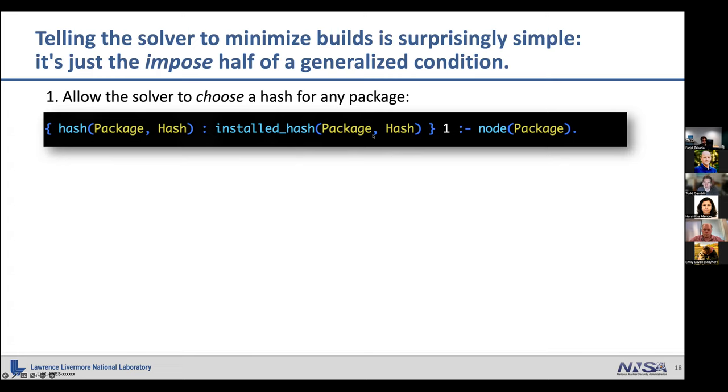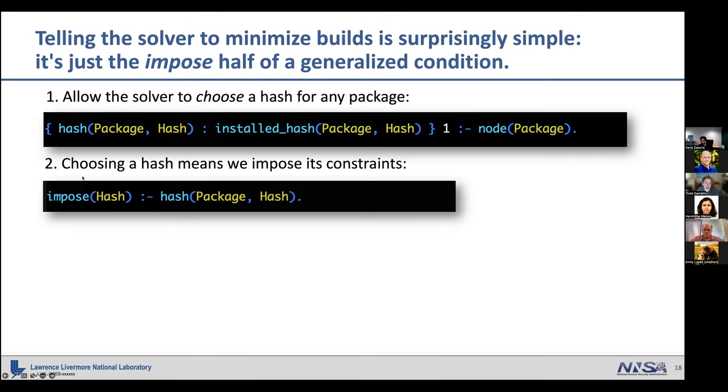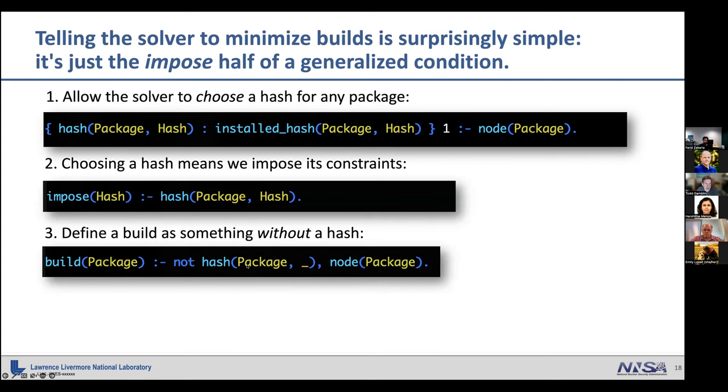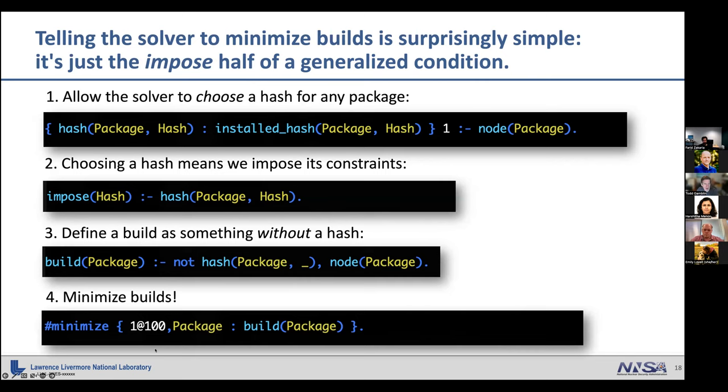So basically, if you have a bunch of versions installed, you tell the solver it can pick one. Then you say, okay, if you pick a hash, you have to impose all the constraints for it. There's some extra logic that supports this in the solver. And if you don't pick a hash for a package, then that's one that you have to build. And once you've put these definitions in, it's enough for the solver to know how to minimize builds. So you say, hey, minimize at a certain priority with a certain weight the number of builds and packages that are in the solution. So you're going to pick a solution that has the minimal number of builds over all the different solutions.